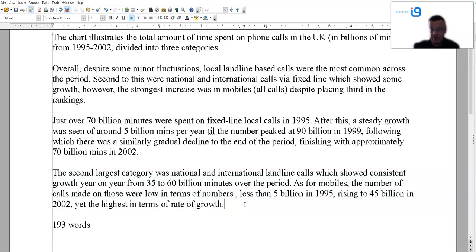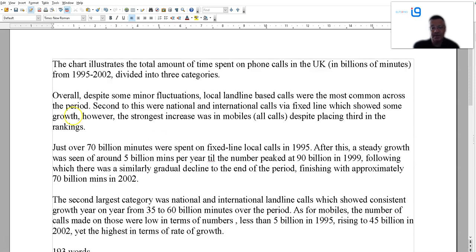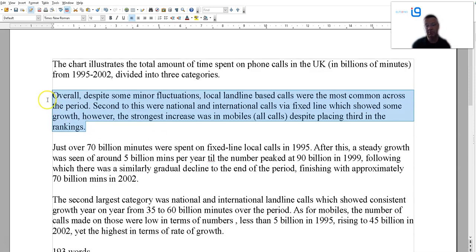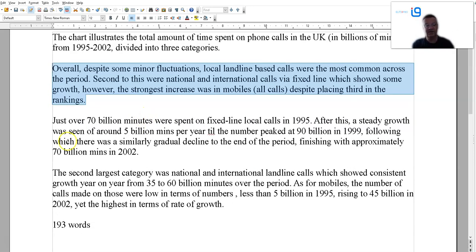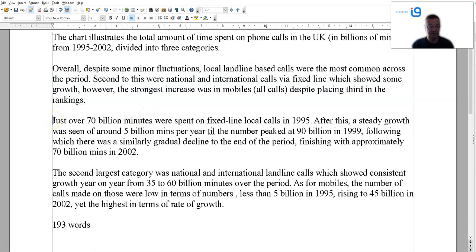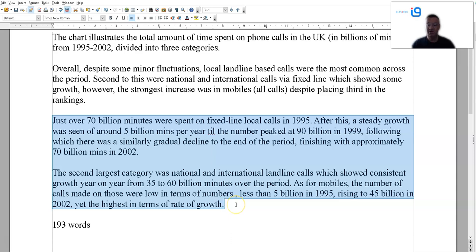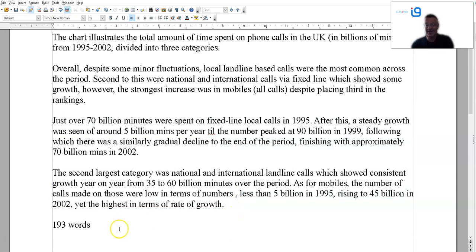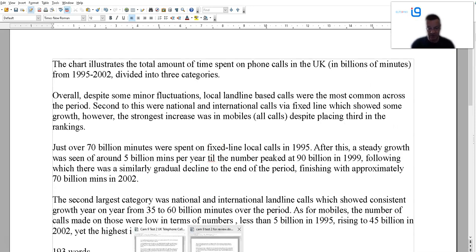I won't bother to read it all out. You can see it for yourself. But again, all I've done, I've said, right, first, second, third, and then I've gone into the details. Yeah, figures, dates, etc. And that's it. 193 words. Right, that's pretty much it. Now let's have a look. What have we got here?